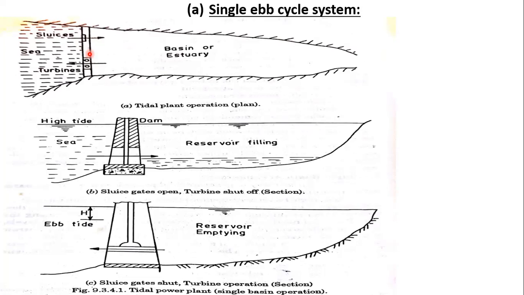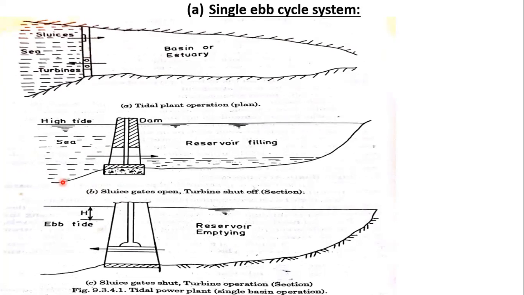So when the sea is ebbing, meaning the flow back, the generation of power will be taking place, and water from the basin, that means water from the reservoir, flows over the turbine into the lower sea level.